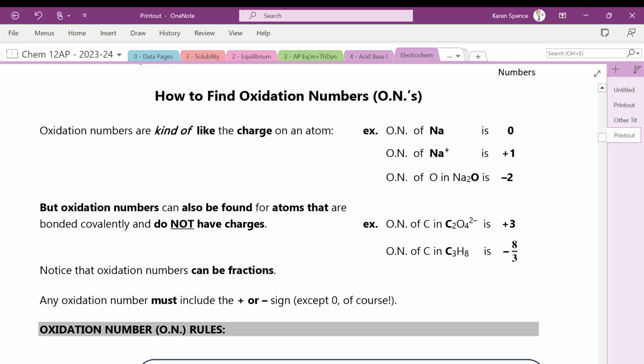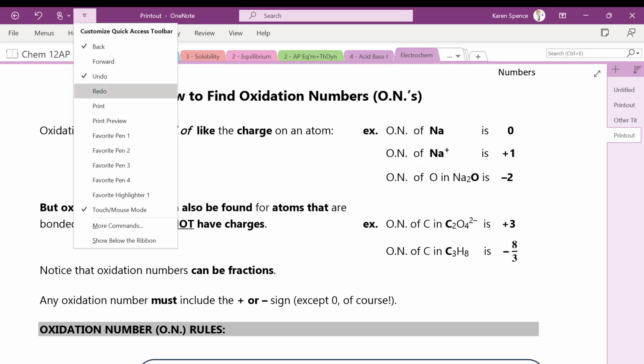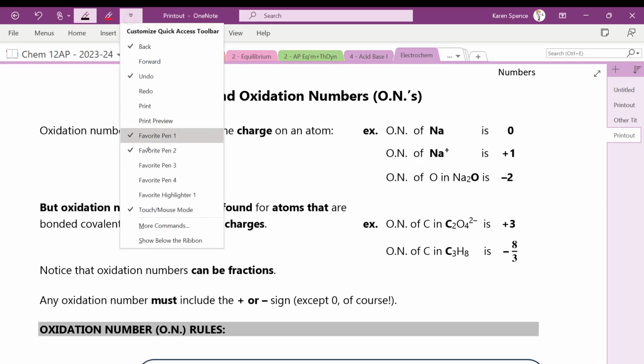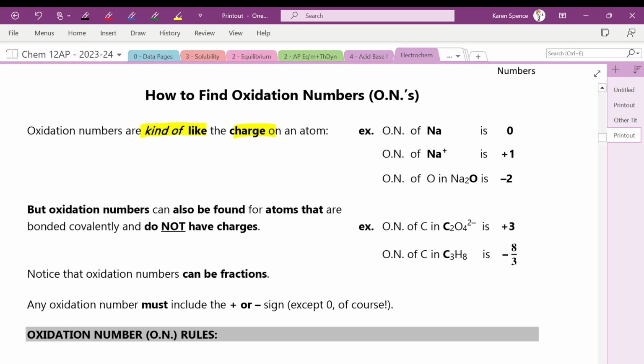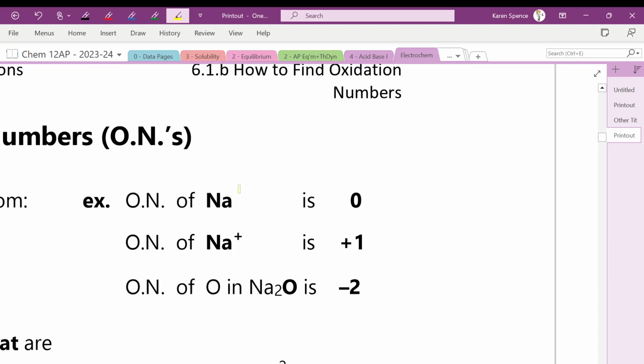Oxidation numbers, which we talked about yesterday, are, if you recall, kind of like a charge. So if you have Na and there is nothing at the top, what is the charge? It's 0, so the oxidation number therefore is 0.